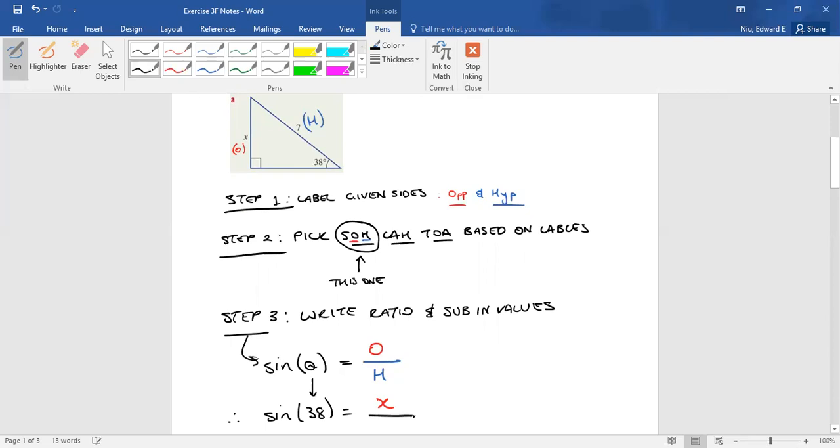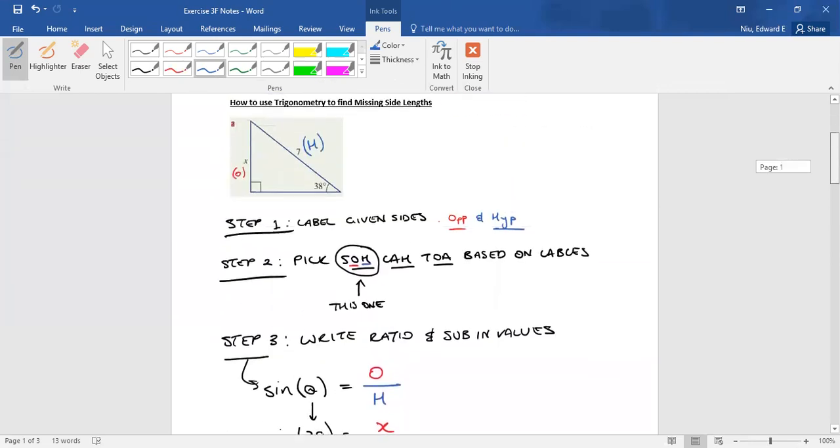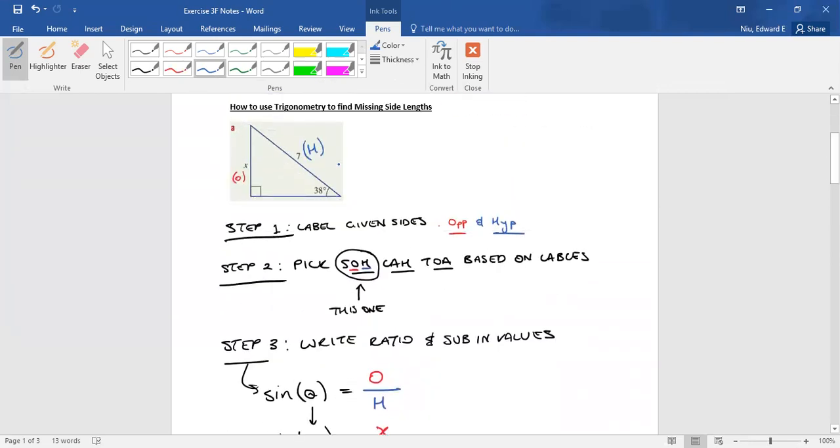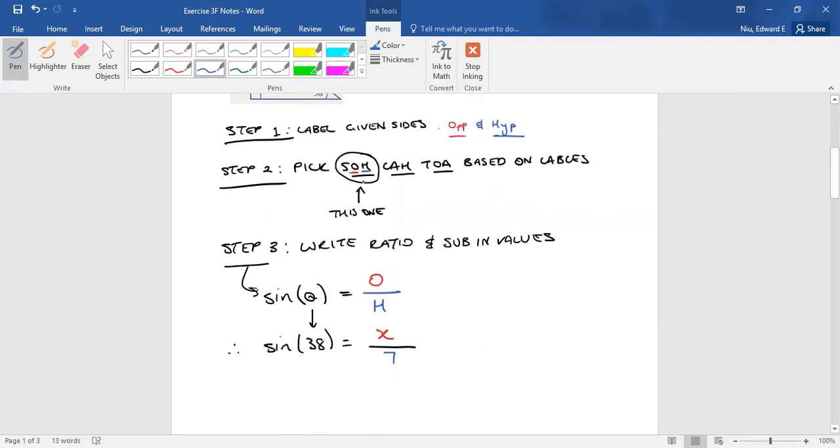And what about the hypotenuse? What value is the hypotenuse? If you answered with 7, you are spot on. Where did the marker go? There it is. 7. So what we've done now is we've substituted the values of the given triangle into the ratio that we picked, based on the information that we're given.